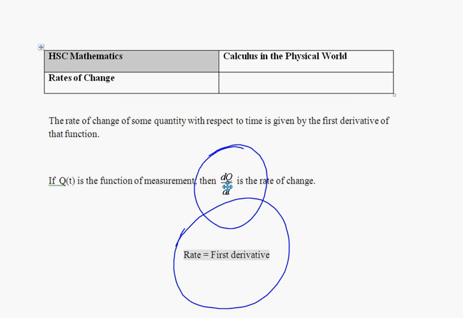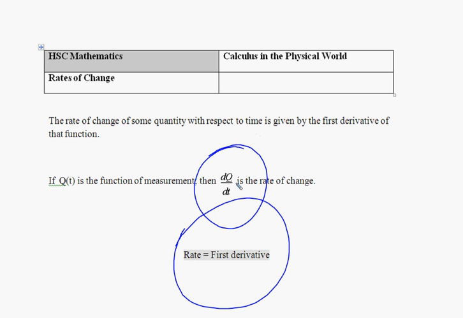Okay, now we want to move on to looking at what we call calculus in the physical world. So the actual calculus that we do, we apply it to physical situations. The first one we want to look at is rates of change. Now we've looked at a rate before as the changing of a quantity with respect to time.